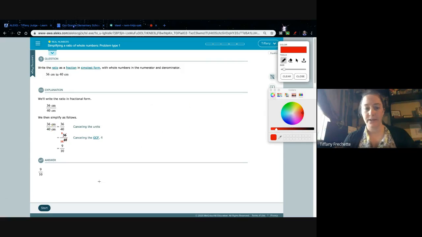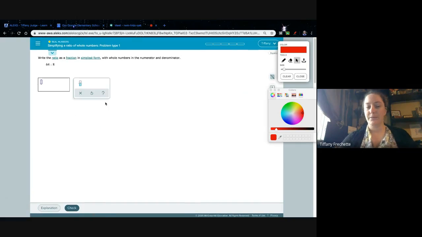All right, so let's clear that, and let's go ahead and complete a couple of problems here. Again, we're writing the ratio as a fraction in simplest form with whole numbers in the numerator and denominator. I'm not necessarily going to read that each and every time because it's the same thing. So we have 64 over 8.